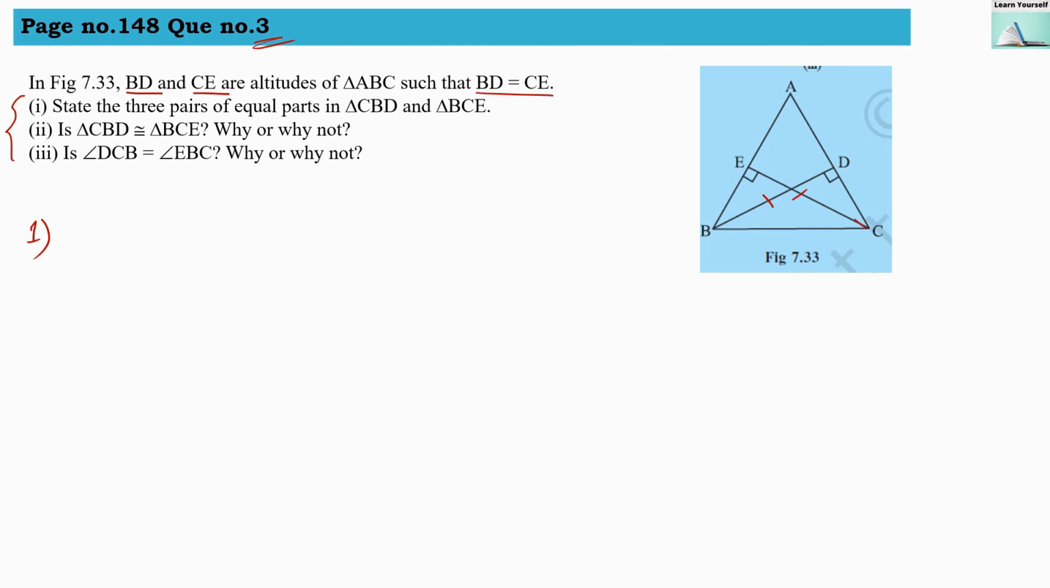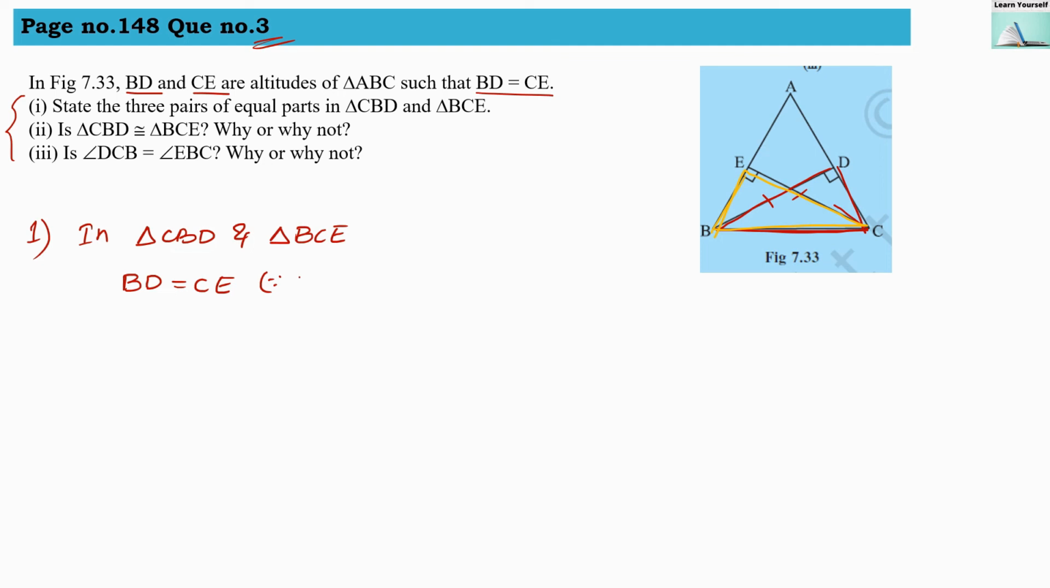So it is the first triangle, that is CBD. And another triangle is BCE. So it is B, C and E. This is the second triangle. So in these two triangles, we have to check whether 3 parts are equal or not. So first, as they said, in triangle CBD and triangle BCE, BD equals CE.